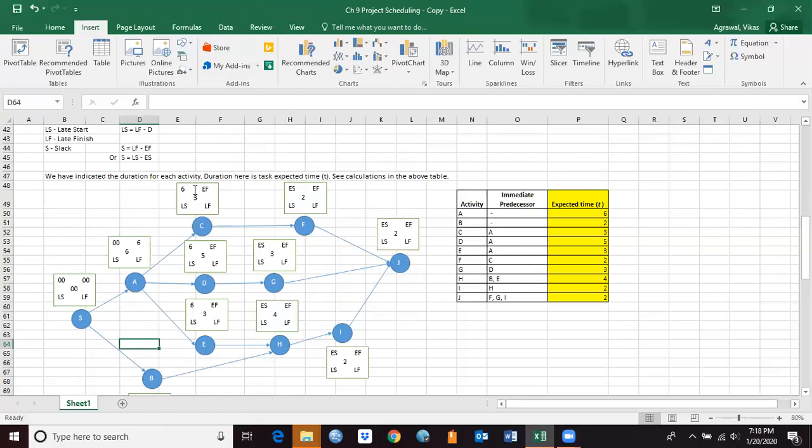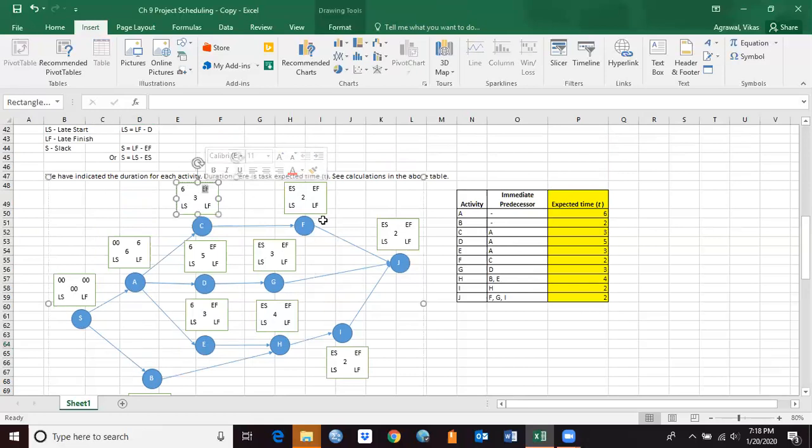on 6th. So early finish for activity C is going to be 6 plus 3 equals 9, and early finish for D is going to be 6 plus 5, 11. And activity E will have early finish time of 6 plus 3 equals 9.